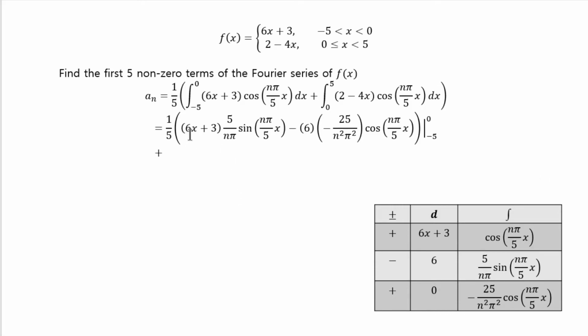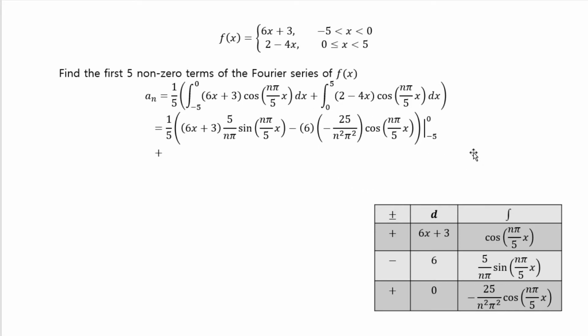And then you can see that I in fact just multiplied positive times 6x plus 3 times 5 over n pi sine n pi over 5x, just like this. And then negative times 6 times this is multiplied. And then you have to do another tabular for the second part, which is more work.